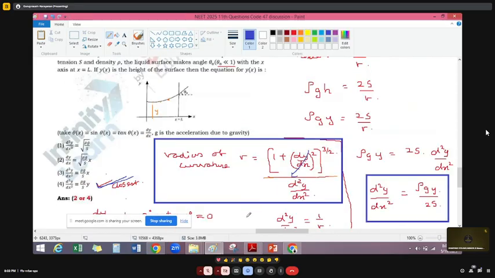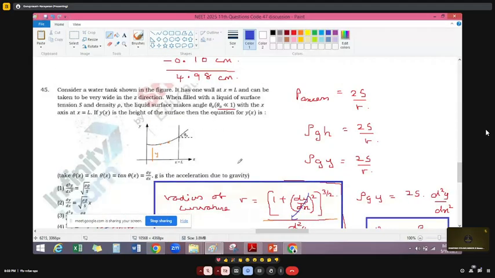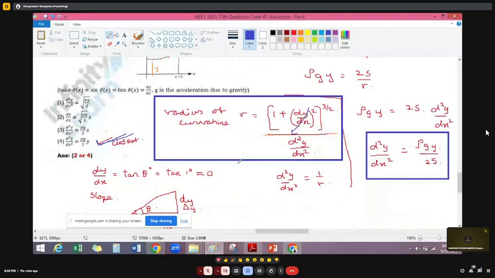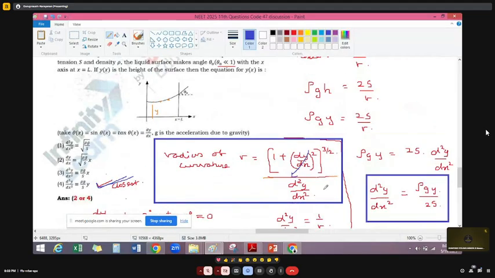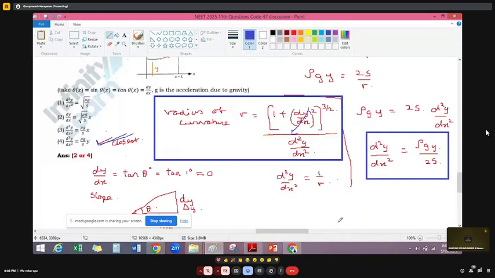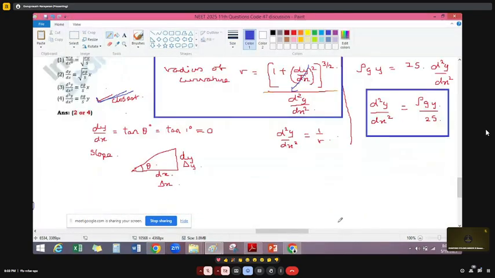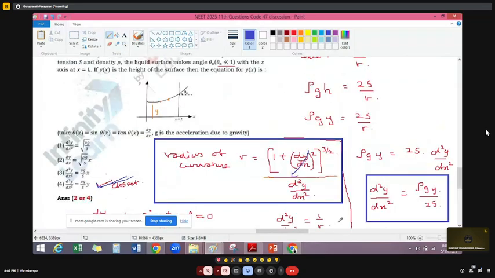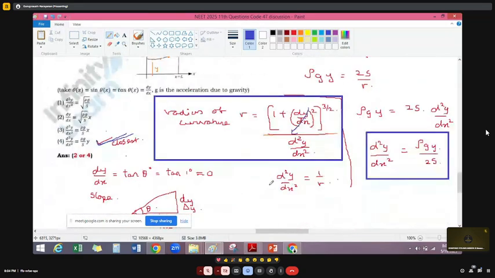Again, as he said, don't worry about it. You have to learn surface tension formulas and then this mathematics formula. So for now, I would say it's only slightly difficult, and maybe as we do some surface tension problems, it will become easier.